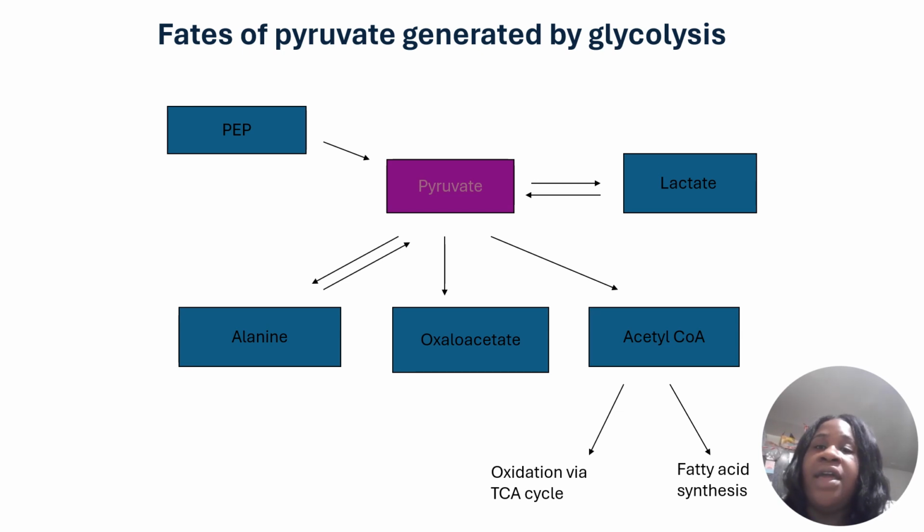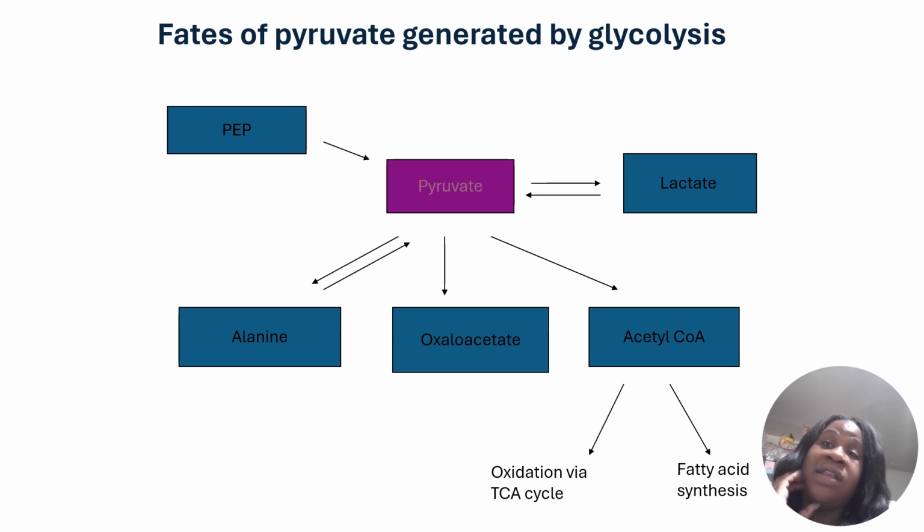Pyruvate can be converted into acetyl CoA, which serves as a precursor for fatty acid synthesis. Acetyl CoA generated from pyruvate can enter the cytoplasm, where it undergoes carboxylation to form malonyl CoA, which is just the building block for fatty acid synthesis.